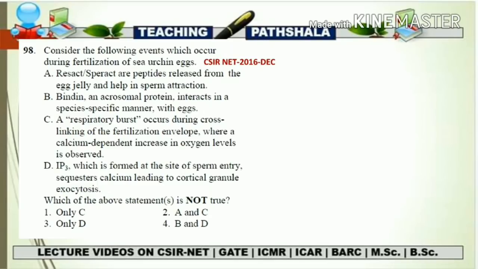So the first line is correct, that the IP3 is formed at the site of sperm entry, but the second line is totally wrong, that it sequesters the calcium, leading to the cortical granule exocytosis, because the cortical granule exocytosis requires the calcium. And if there is a sequestering of calcium, how is the calcium going to be available for the cortical granule reaction? So this statement is also wrong.